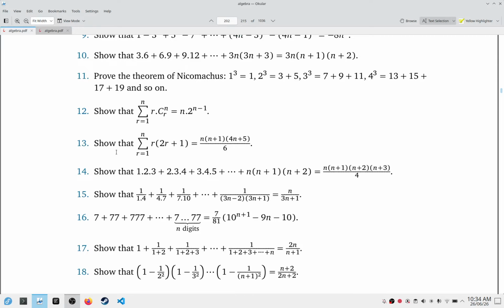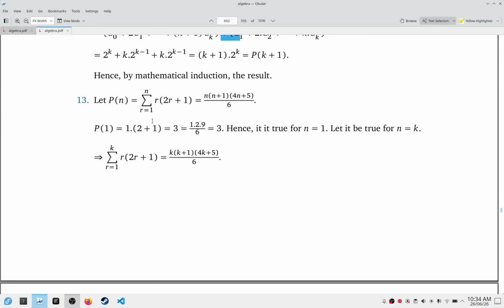Question 30 says that show that the sum over r from 1 to n of r times 2r plus 1 is equal to n times n plus 1 times 4n plus 5 by 6. So we put n is equal to 1, we get P1: 1 times 2 into 1 plus 1 on the left hand side, which is equal to 3, and right hand side is 1 into 2 into 9 by 6, which is equal to 3. So it is true for n is equal to 1.